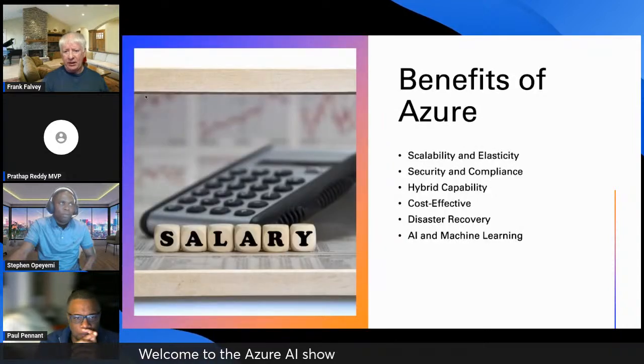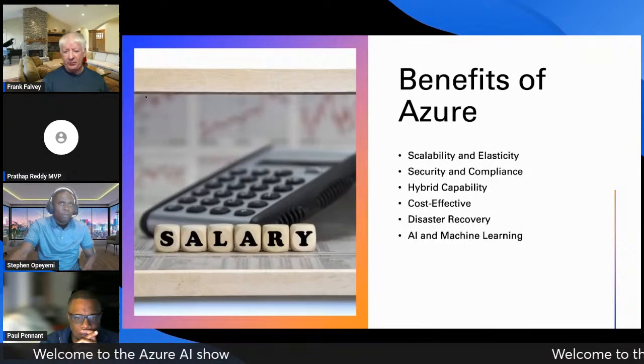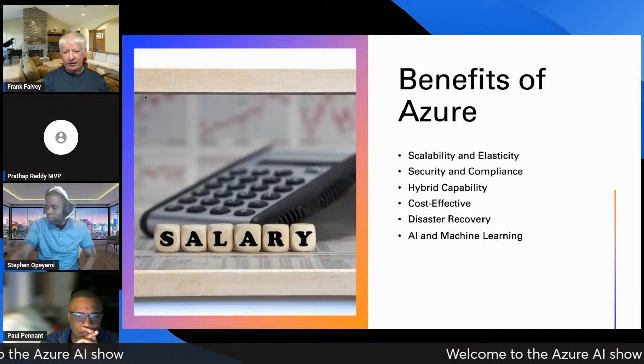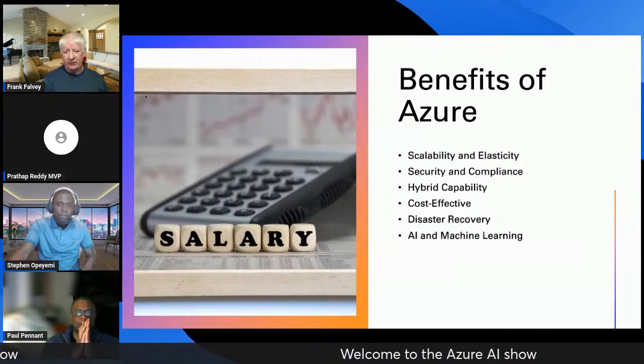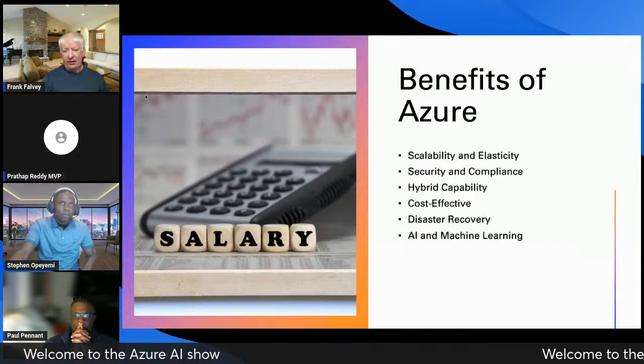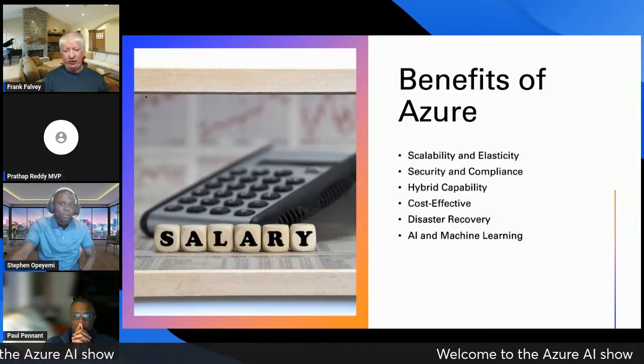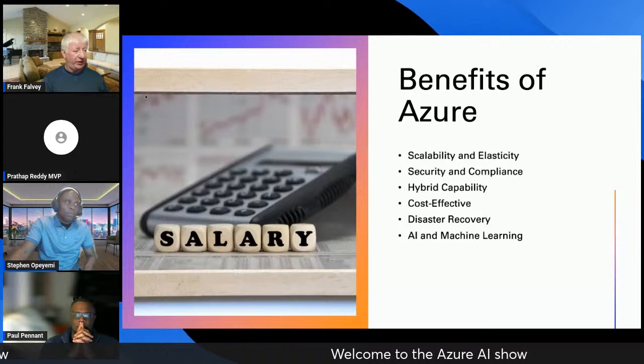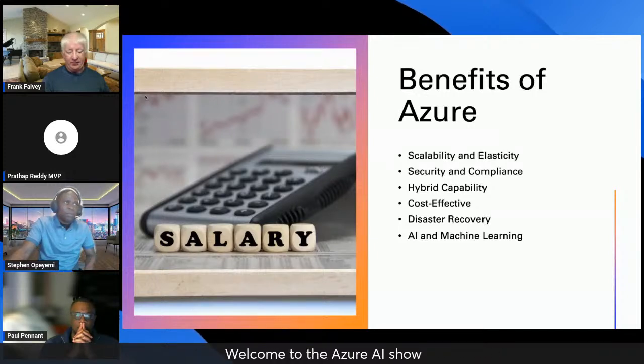So the other one, it made this one a bit more complicated than the one for beginners, because you can see there it added in hybrid capabilities, added in AI and machine learning. So beginners wouldn't know any of this stuff. It's a bit more complicated.